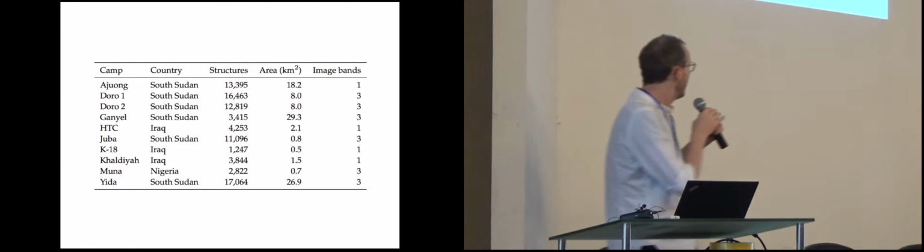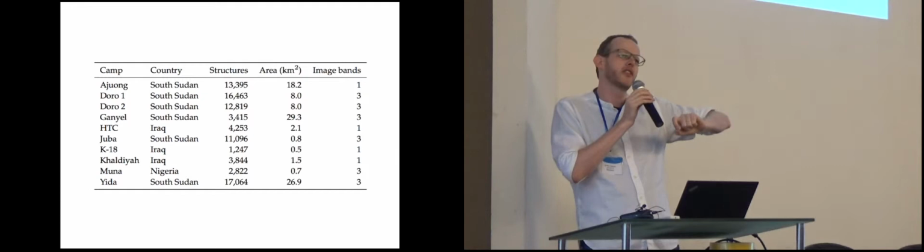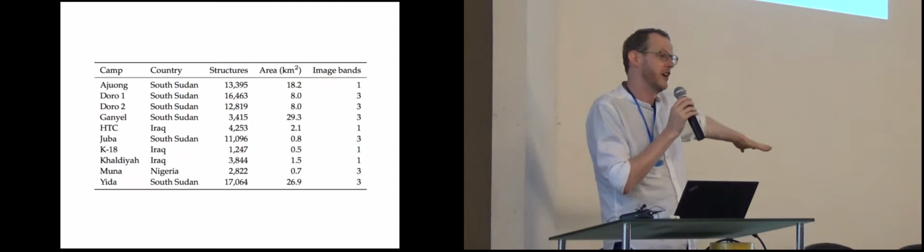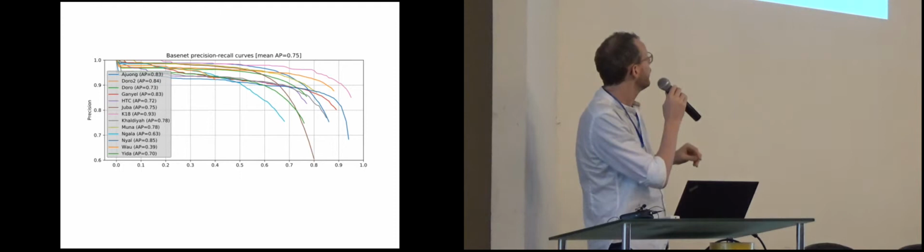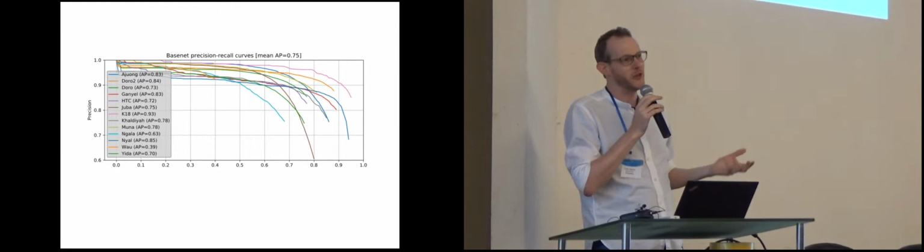So that's the data we worked on, and with this we tried a leave-one-settlement-out evaluation to see how good our results would be on each settlement if we trained on all of the other settlements. This would simulate the situation where there's a new situation, the satellite imagery has been tasked, we run our recognizer on it, and how good is it? And here are some precision-recall curves, which are kind of all right. It's not working, but it's not really good enough.